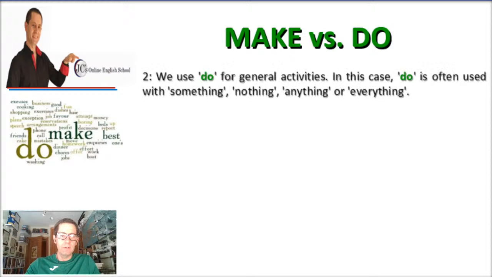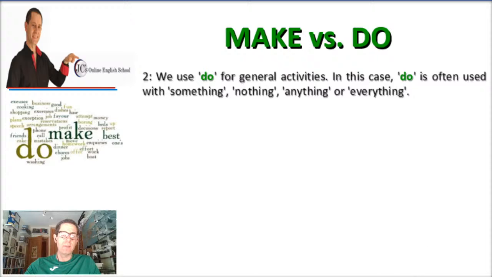Let me go here. All right. Now we use do for general activities. In this case, do is often used with the words something, nothing, anything, or everything. So once again, we use do for general activities. And I repeat, it's often used, not always, with the words something, nothing, anything, or everything.